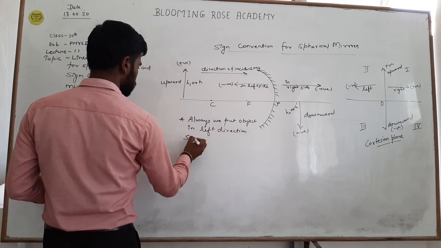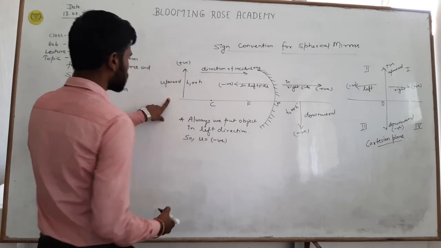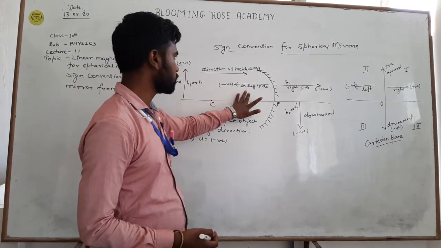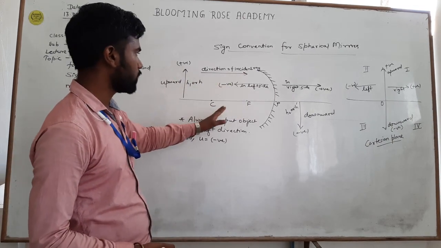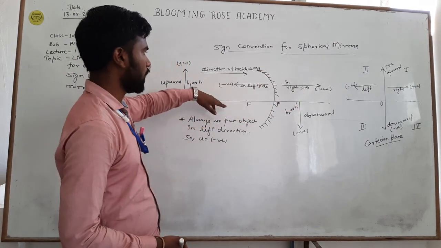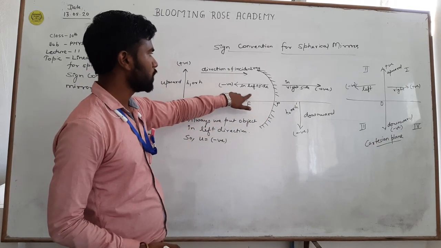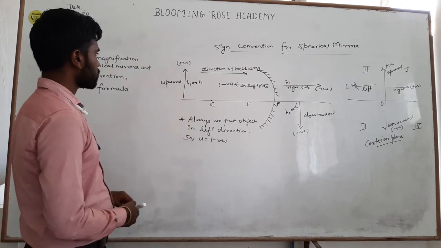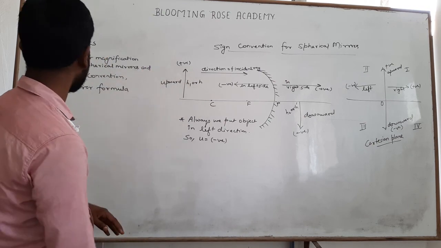so u is negative. According to the ray diagram, the sign of v is not fixed. When we get the image on this side, v is positive, but in one condition, when we put the object between P and F, we also get a negative sign of v. And these are the sign conventions for spherical mirrors.